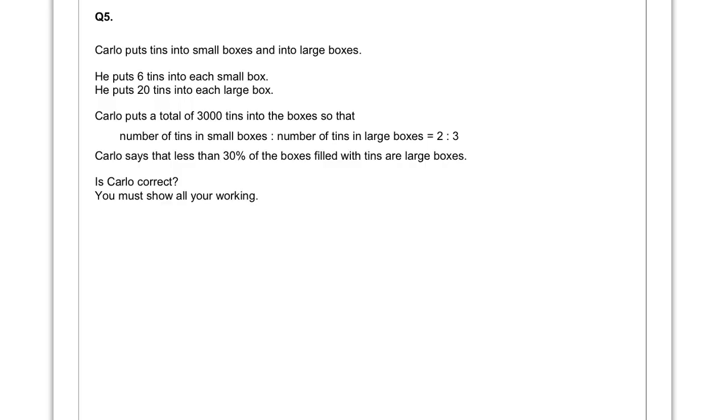Okay, question 5. Carlo puts tins into small boxes and into large boxes. He puts 6 tins into each small box and 20 tins into each large box. Carlo puts a total of 3,000 tins into the boxes so that the number of tins in the small box and the number of tins in the large box is in the ratio 2 to 3. So the first thing we know is 2 to 3 means there's 5 parts altogether. So I can do 3,000 divided by 5, which gives me 600.